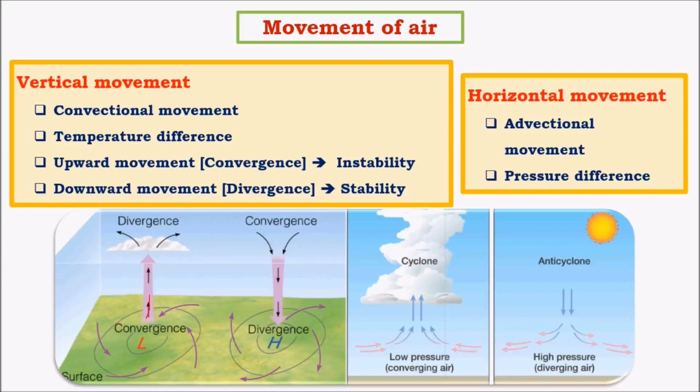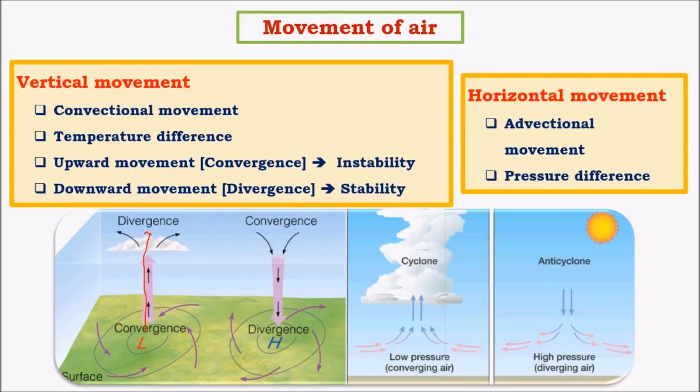So what happens in upliftment? When a parcel of air is heated, it becomes low in pressure compared to the surrounding areas. As a result, it is pushed upwards, and the parcel of air moves upwards. I've given a detailed explanation in the adiabatic lapse rate video of how a parcel of air moves upwards. So please watch that video. You'll understand how a parcel of air moves towards the upper levels of the atmosphere.